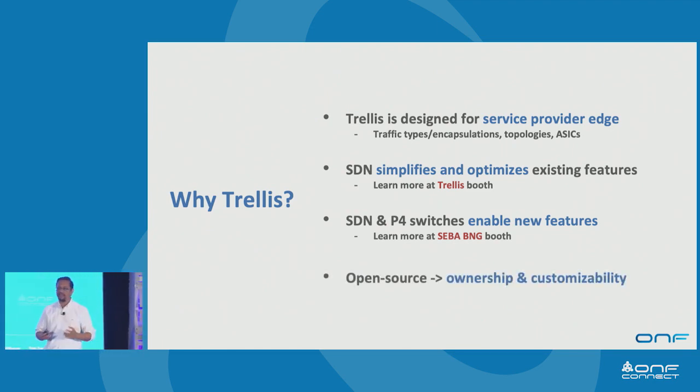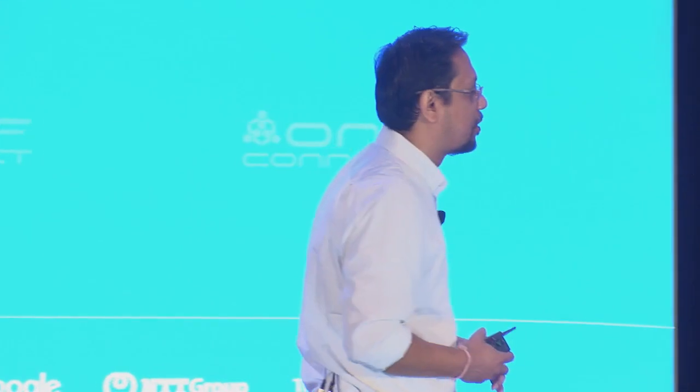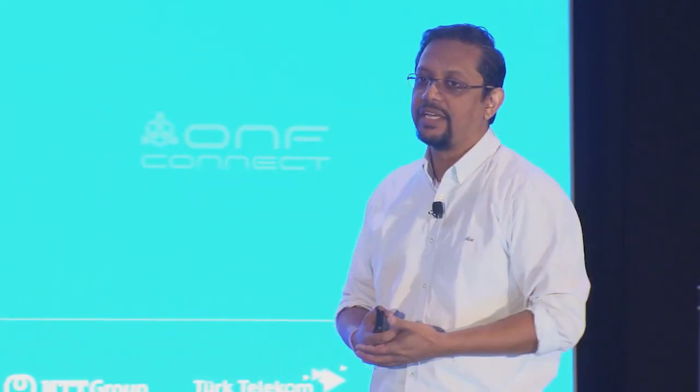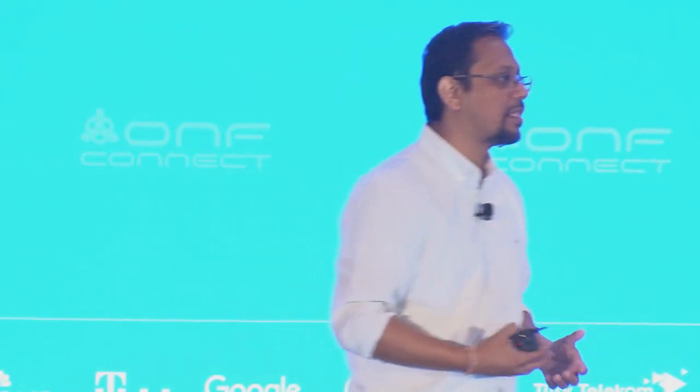And finally, and very importantly, it took me a long time to get this, but this is probably the most important part about why you should consider Trellis. It's open source. And with that, what it does is that the network operator like Comcast, it gives them ownership of the code. It gives them the power to customize and prioritize the features they need. If they see that there is a feature that they need, they can write it themselves.